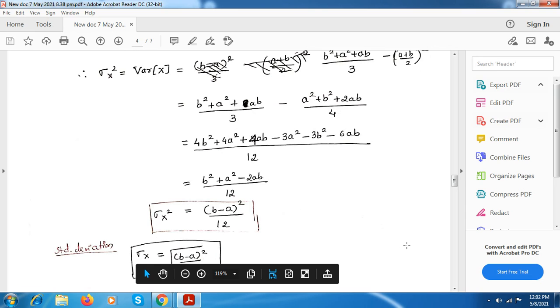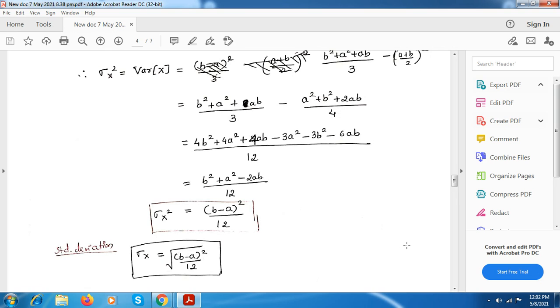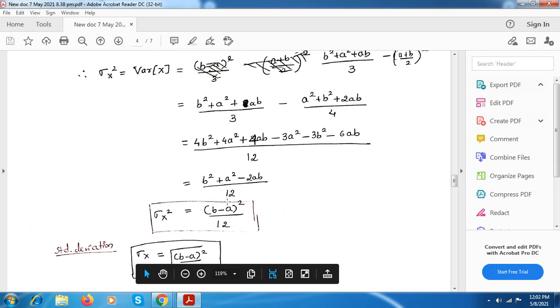And standard deviation will be the square root of variance. So it is the square root of (b minus a) the whole square divided by 12. Or you can simplify it and write it as (b minus a) divided by square root of 12. The square root of 12 you can also evaluate and write as 2 root 3, I think. Here I have written just the square root of this term. You can simplify and write.